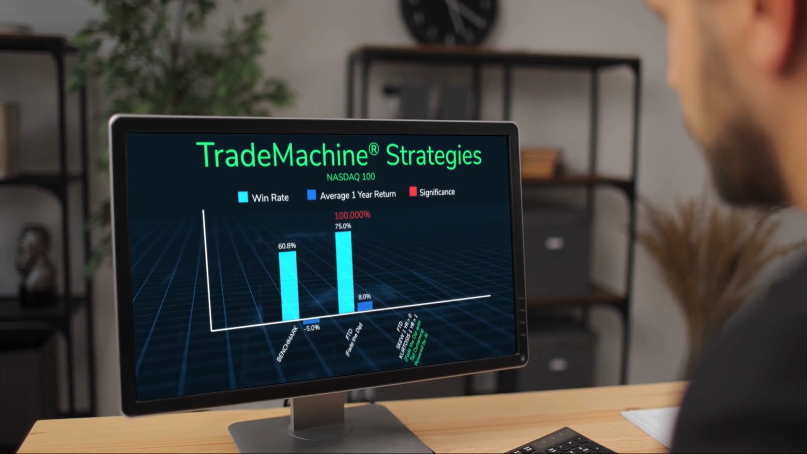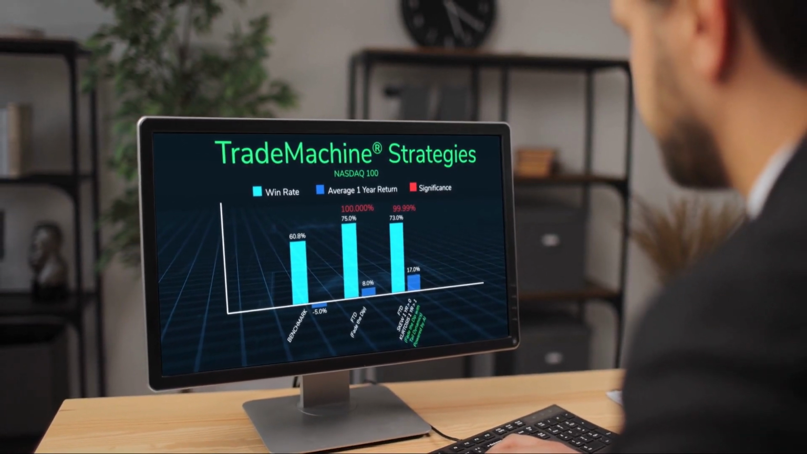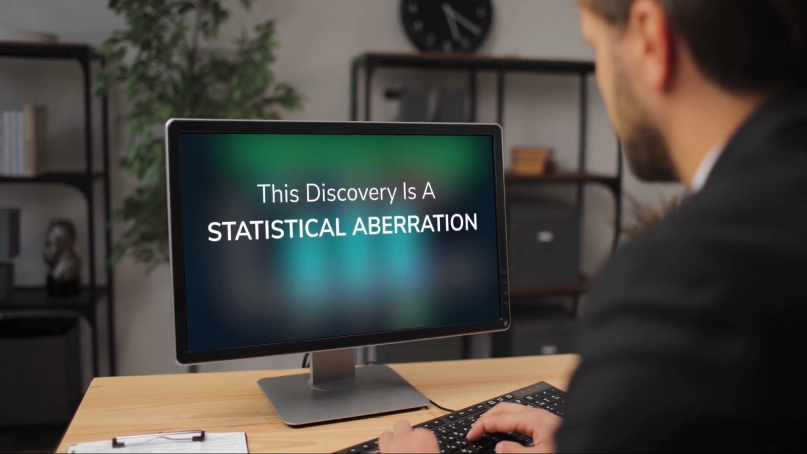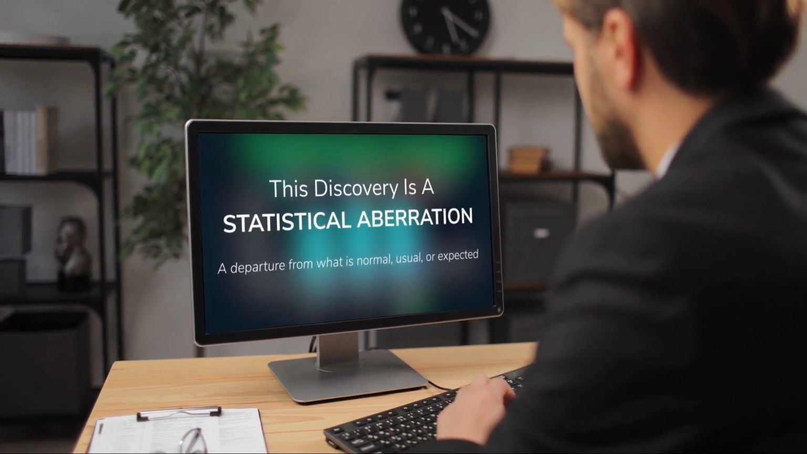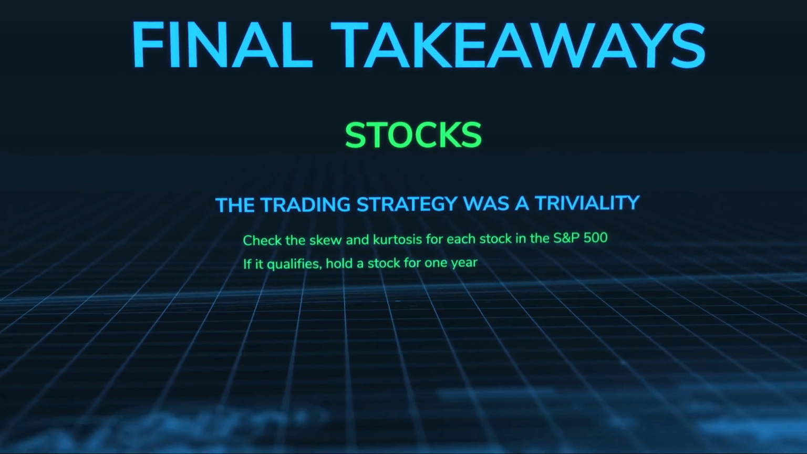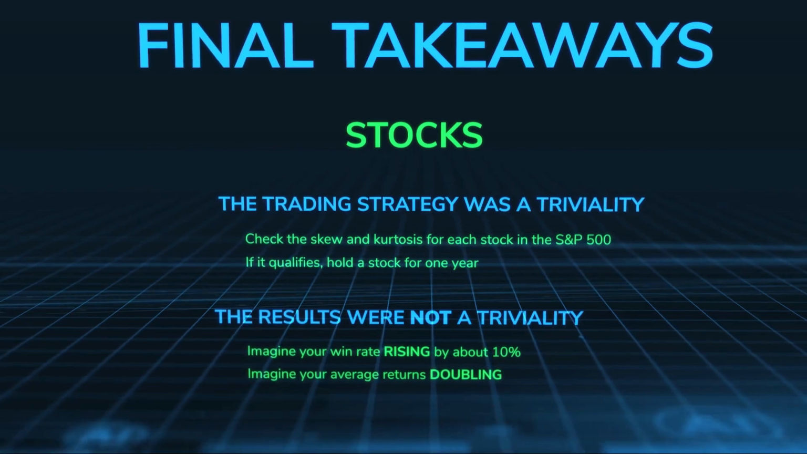This is the second time in my 25-year career that I've seen what can be called a statistical anomaly, or even an aberration. An aberration is a departure from what is normal, usual, or expected. This is remarkable. Remember the stock trading strategy? That was a triviality. It could certainly be improved. The results were not a triviality.